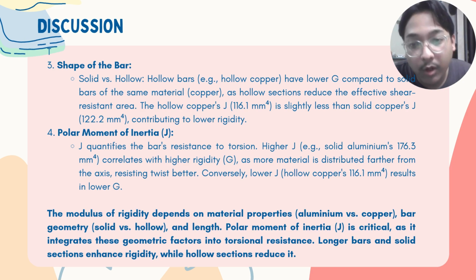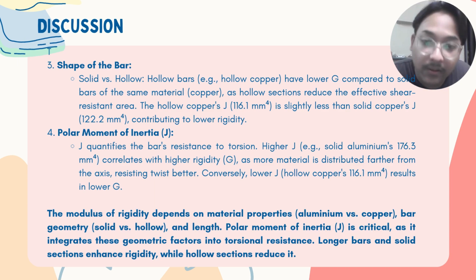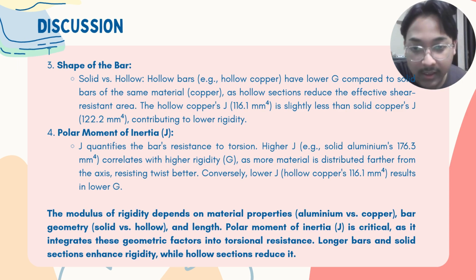Number four, polar moment of inertia J. J quantifies the bar's resistance to torsion. Higher J correlates with higher rigidity G, as more material is distributed farther from the axis, resisting twist better. Conversely, lower J results in lower G.